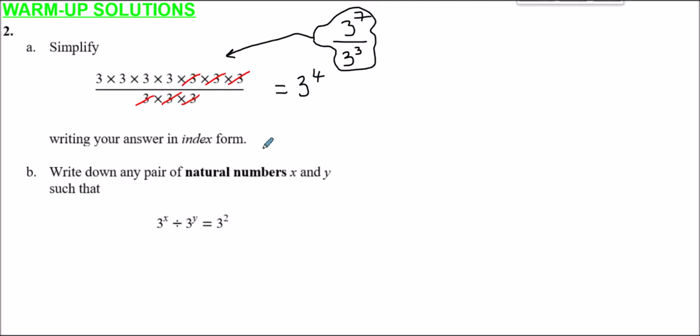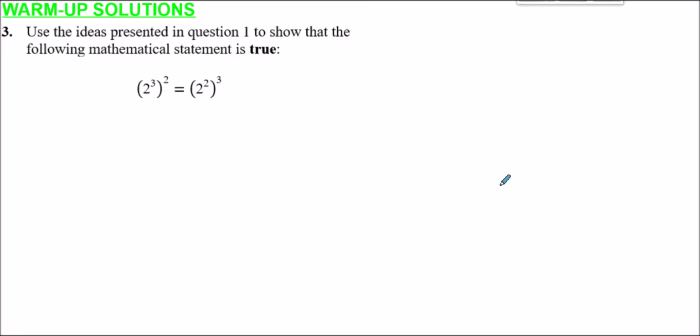So part B, write down any pair of natural numbers x and y such that 3 to the power x divided by 3 to the power y equals 3 squared. There are literally infinite solutions to this, as long as x minus y equals 2. So I'm going to go for 3 to the power 100 divided by 3 to the power 98, because 100 minus 98 gives us 2. As I've said, there's literally infinite examples which would work for this. So if you've not got 100 and 98, I'm not entirely surprised. Whatever you've got, I'm sure it works. For example, 6 and 4 would be fine. You get the idea, hopefully.